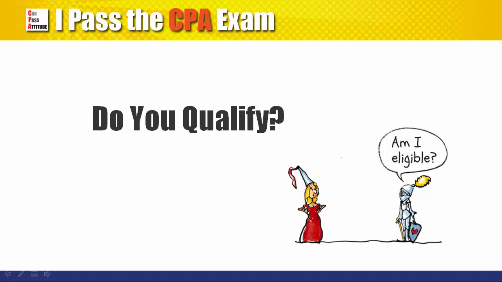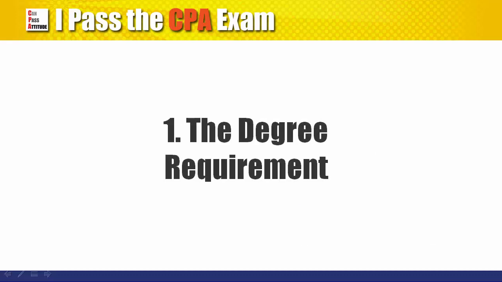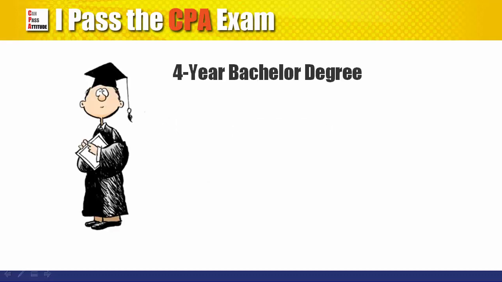The education system in your home country could be very different from that in the US. I'd like to take the time to explain the differences and their implications. First, the degree requirement. The US CPA qualification requires at least a 4-year bachelor degree. Many places, in particular the Commonwealth countries, use a 3-year university system.